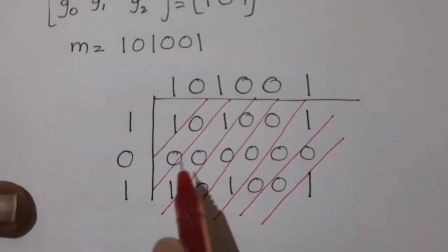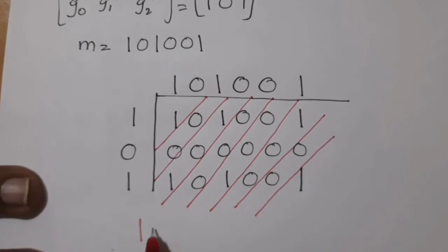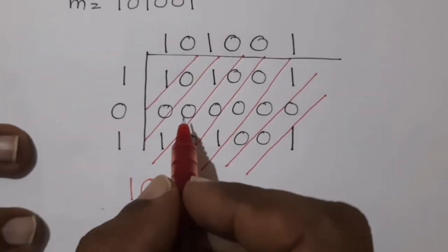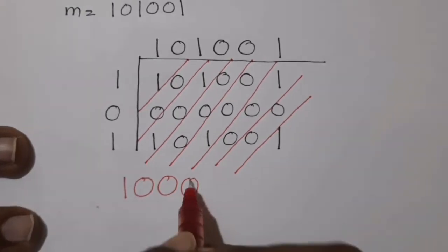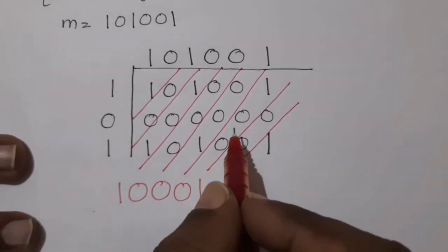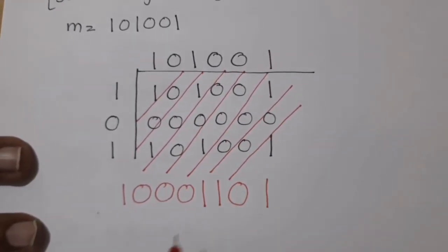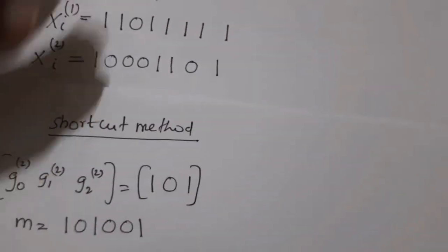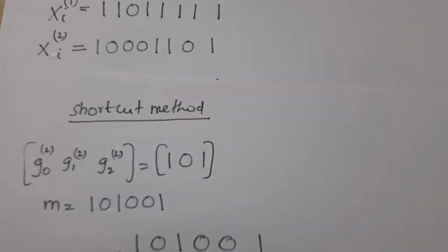Now add. This is 1, 0 plus 0, 0, 1 plus 0 plus 1, 0, 0, 1 plus 0 plus 0, 1, 0 plus 0 plus 1, 1, 0, 1. So this is the sequence you obtained here, right? Xi of 2 is this. So we found this Xi of 2.